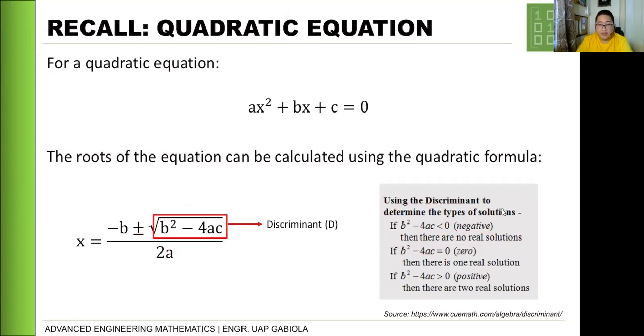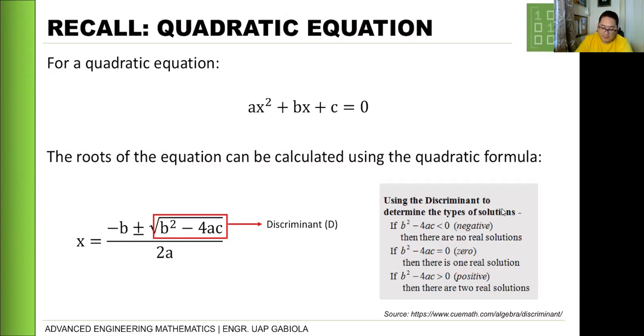Yun ang nangyayari sa kanya. Then kapag halimbawa yung discriminant natin is equal to 0, ibig sabihin niya there is one real solution. Okay? So ibig sabihin, kung x squared, kailangan natin ng dalawang value ng x. So kung one real solution siya, ibig sabihin only one value of x yung hinahanap natin.